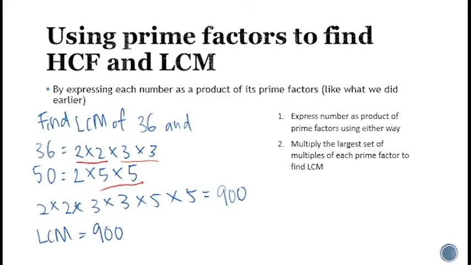So it means for 36, you got 2 times 2, but for 50, that's only 1, 2. So you take 2 times 2 instead of 2 only. But be careful, you do not multiply 2 times 2 times 2 instead. You only take the largest set of one of the given number, not all of the prime factors.